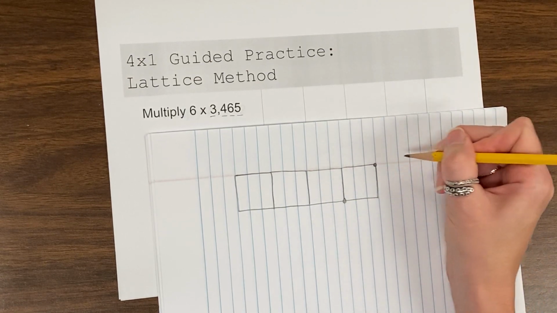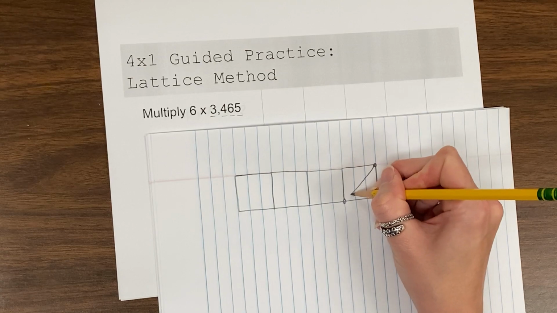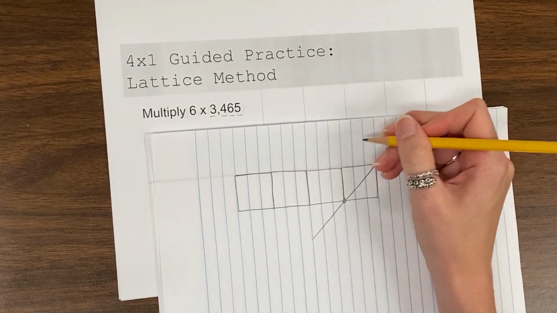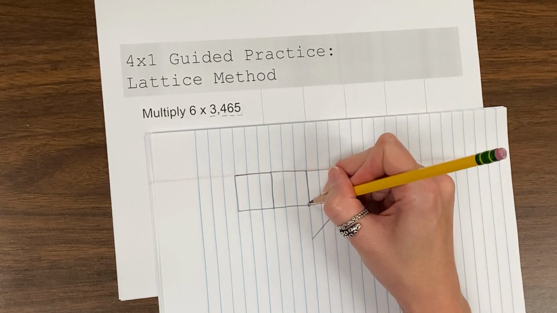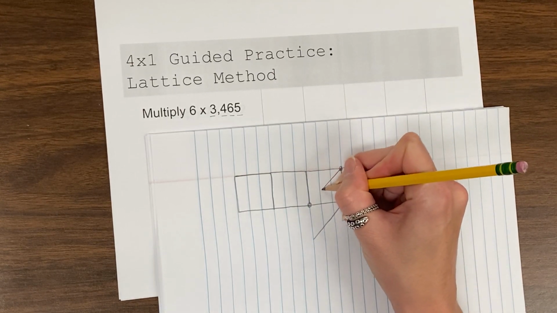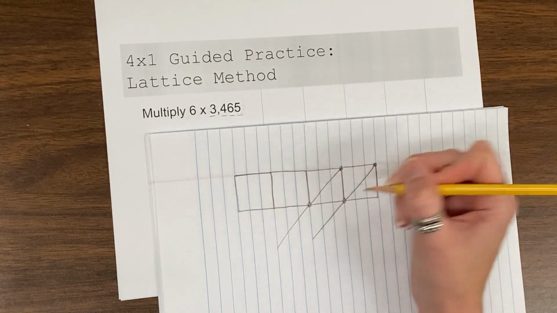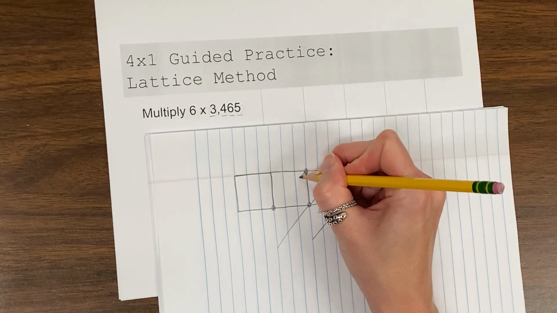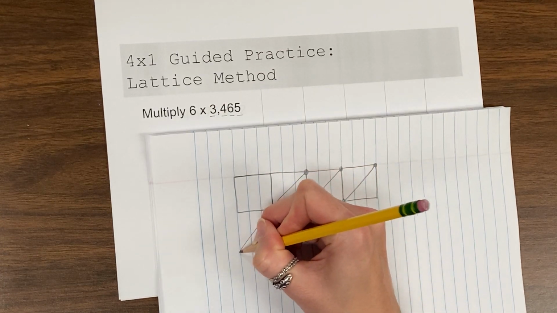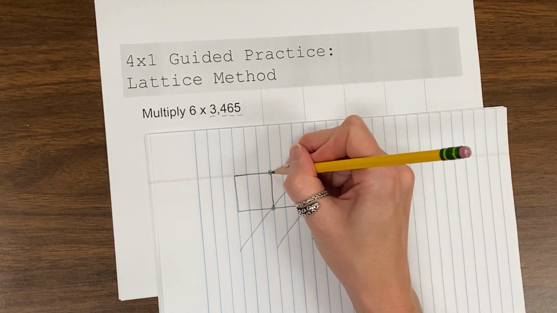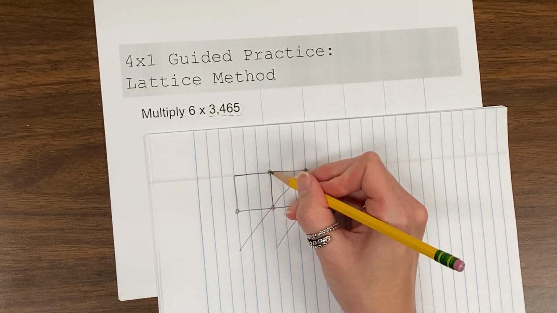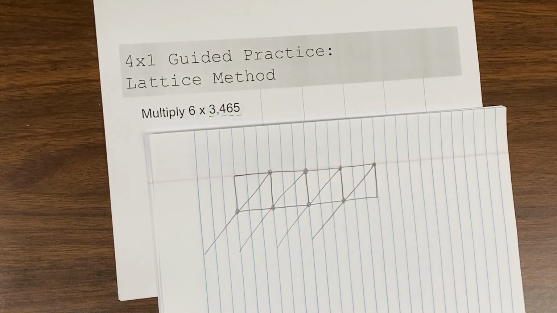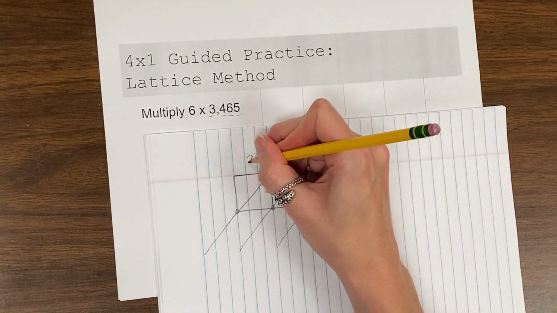Now I need to draw my diagonal lines. I'm going to start in my top right-hand corner, going all the way through to my bottom left-hand corner. Again, for my second square, I start in the top right-hand corner and go all the way through to the bottom left. Same for my third square, and same thing for my fourth square.